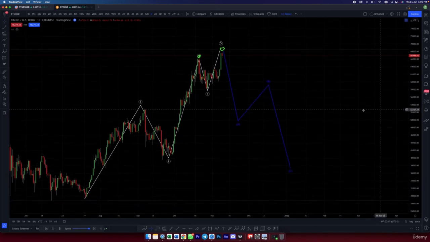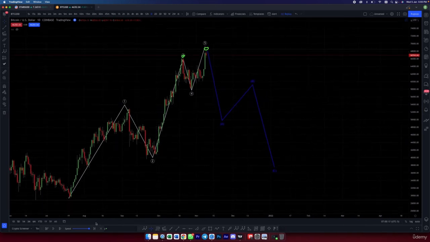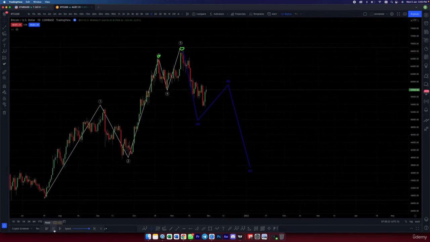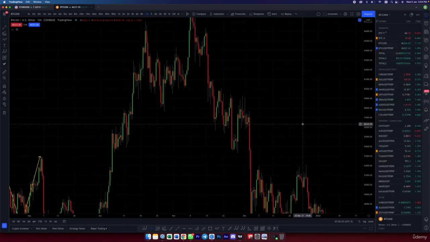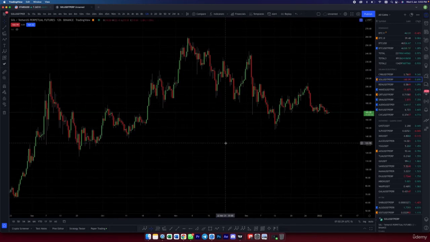That's where we will open a short position, and if I play the price, you will see that the market actually created a very good downward movement. Let's try to see more coins, more examples, and see if this strategy works each time or not.